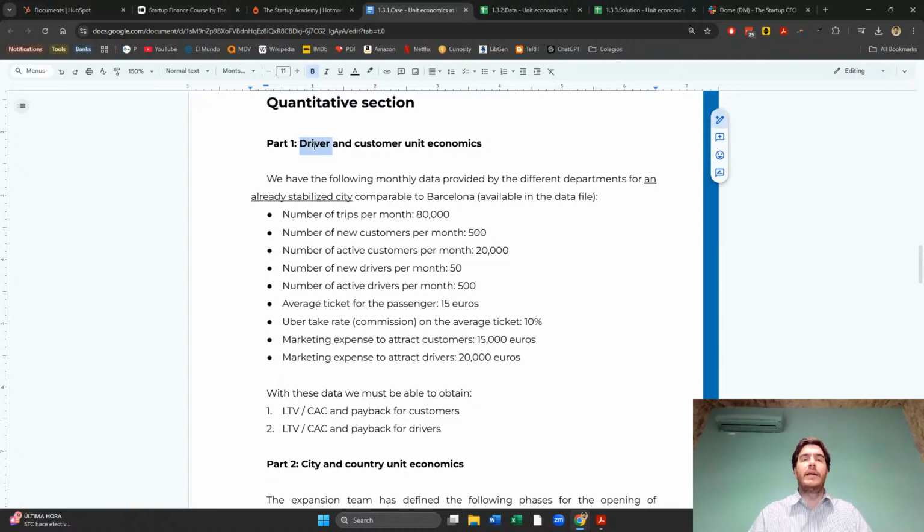So we want to see that for the drivers, the cost of acquiring a driver is by far compensated by the margin that the driver will bring you over time. And the same thing, and in fact I think it's an easier point of view, with the customer. The customer that orders an Uber, well, you spend some money to acquire that customer through marketing and sales. And then that customer will use Uber over time, even during years, and will bring some margin to the company. So that's part one, and that's the one we're going to solve.